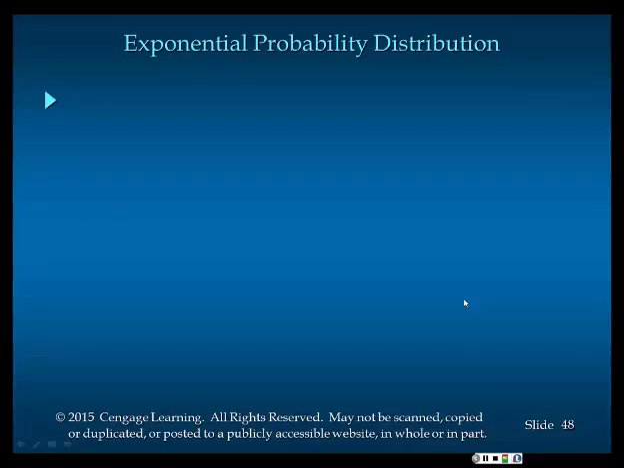Okay, so the exponential distribution is one where it's time to an event. So how long will it take you to graduate? How long will it take you to pay off the house? How long will it take you to pass away, to have your first child, to buy your first car? It's always time to one event.